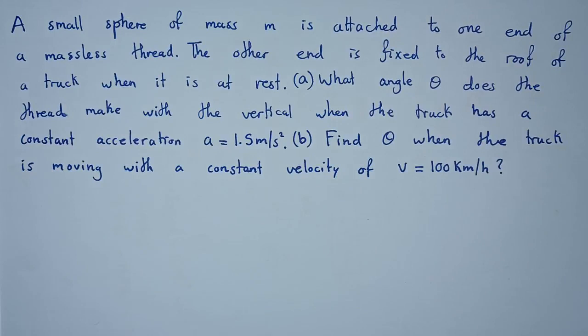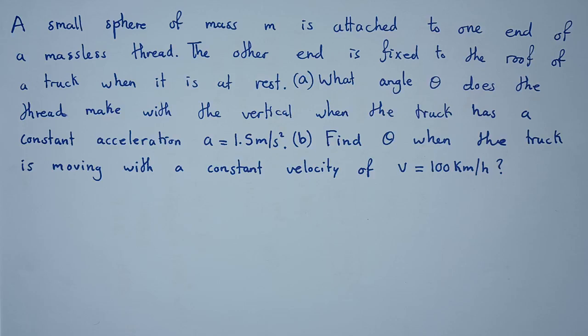So the question reads: a small sphere of mass m is attached to one end of a massless thread, and the other end is fixed to the roof of a truck when it is at rest. What angle does the thread make with the vertical when the truck has a constant acceleration of 1.5?